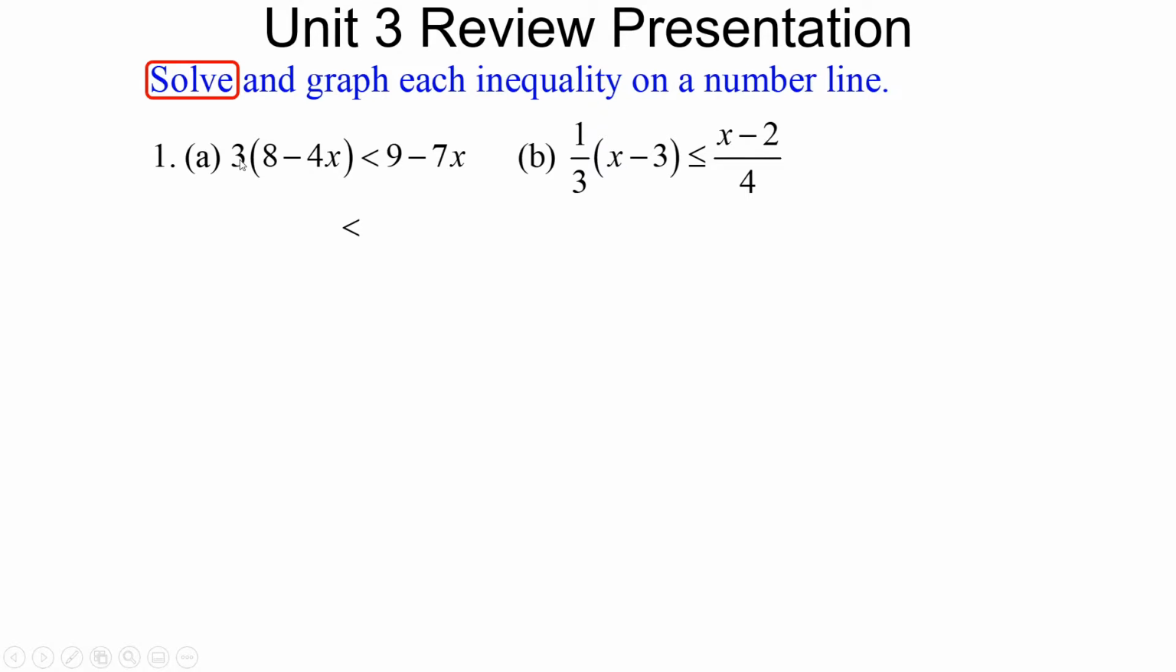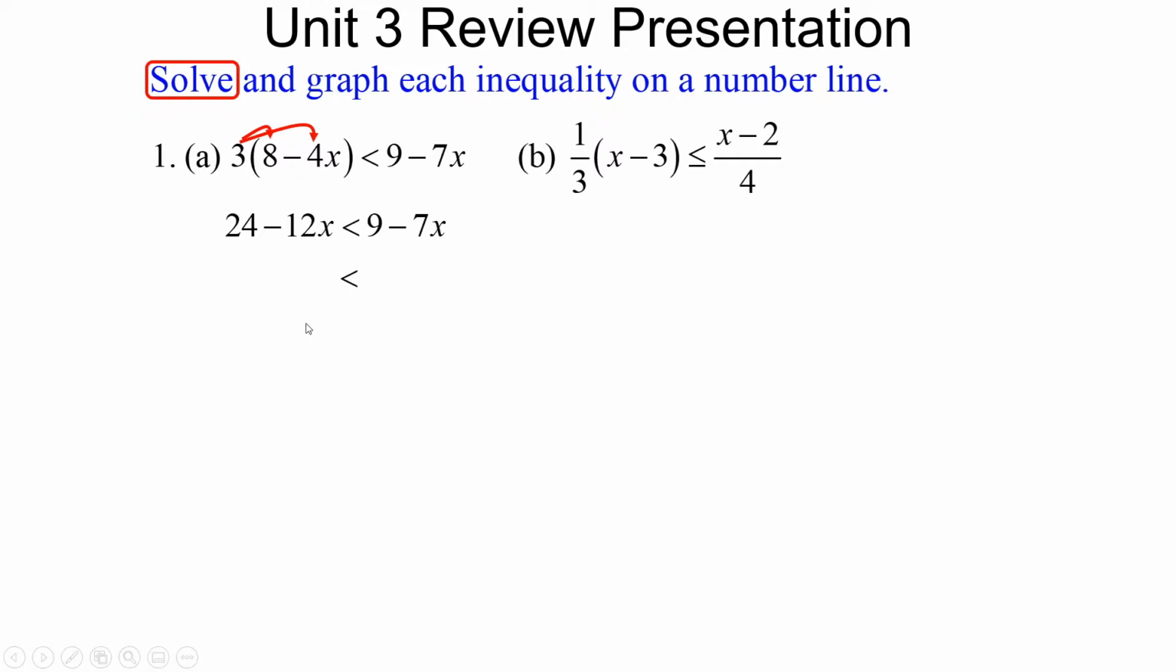How about on the left, let's distribute that 3. All right, so that would give me 3 times 8, 24. 3 times negative 4x, negative 12x is less than, nothing to do over here on the right, so let's just write it. All right, now there are several directions you could go.